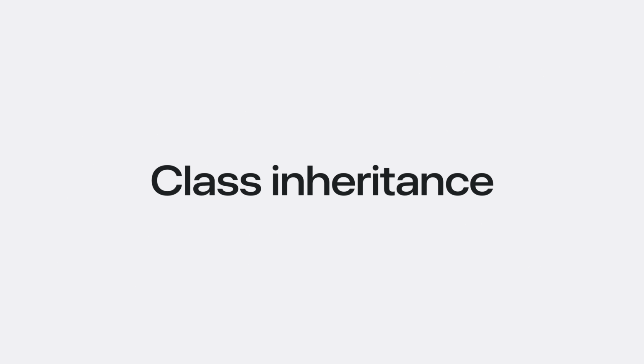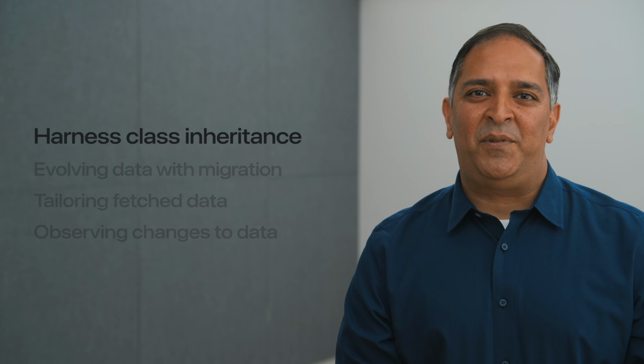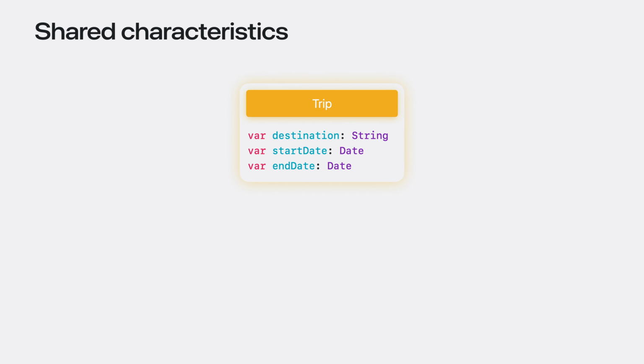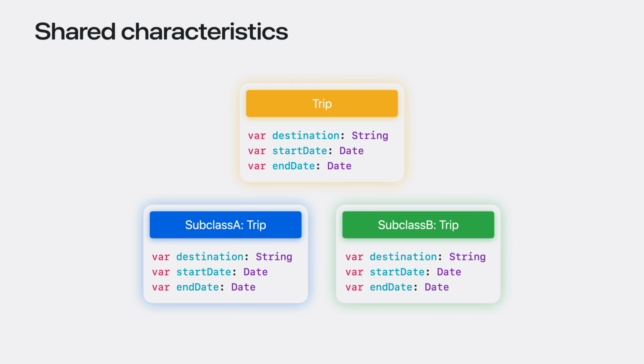New in iOS 26 is the ability to build a model graph that harnesses inheritance. Class inheritance is a powerful tool. Let's learn when it's the right tool for the job. Inheritance works well when your models form a natural hierarchy and share characteristics. The Trip model has a destination, start date, and end date, properties that every trip needs so we know where and when we're going. And so any new subclass of Trip will already have these properties and any of the other shared behaviors defined in Trip.